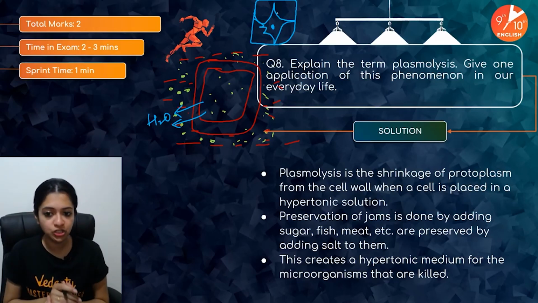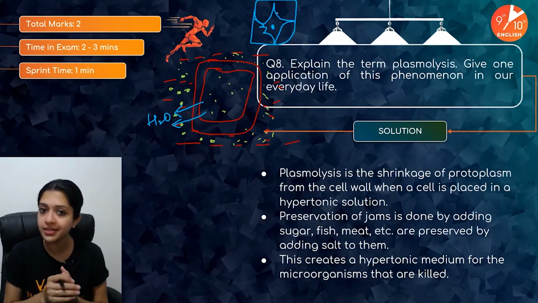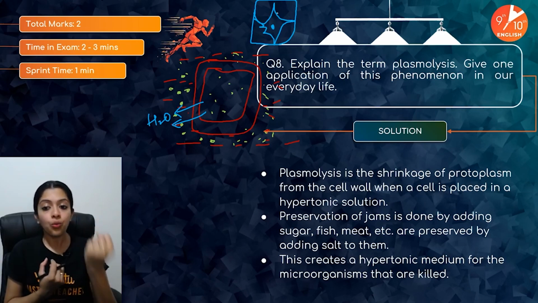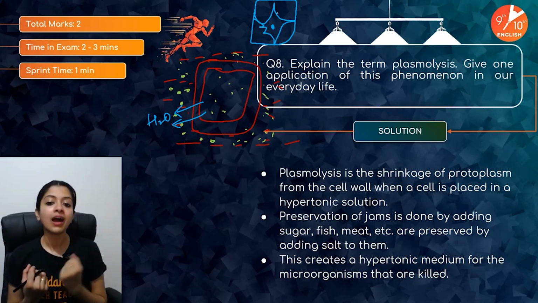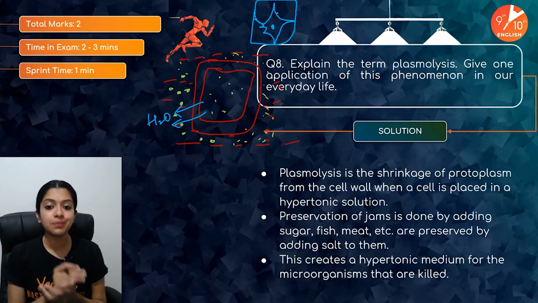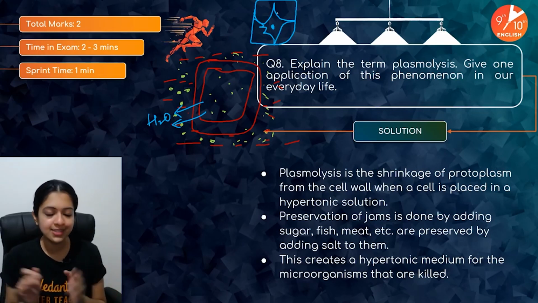Once again, read the definition. Shrinkage of protoplasm. Protoplasm refers to the entire living contents of the cell, right? Shrinkage of protoplasm from the cell wall when a cell is placed in a hypertonic solution. Well, I would say when a plant cell or a bacterial cell is placed in a hypertonic solution, because we are not talking about animal cells in this context.